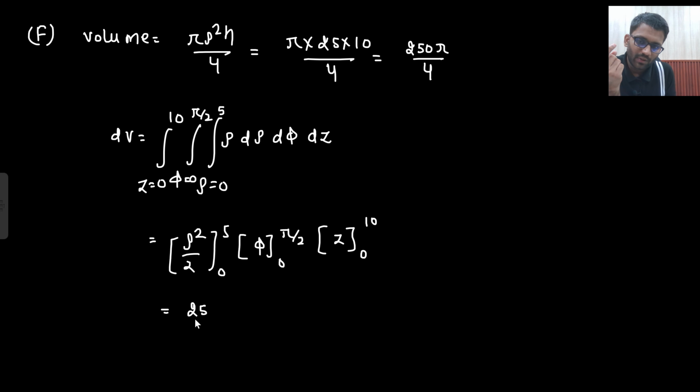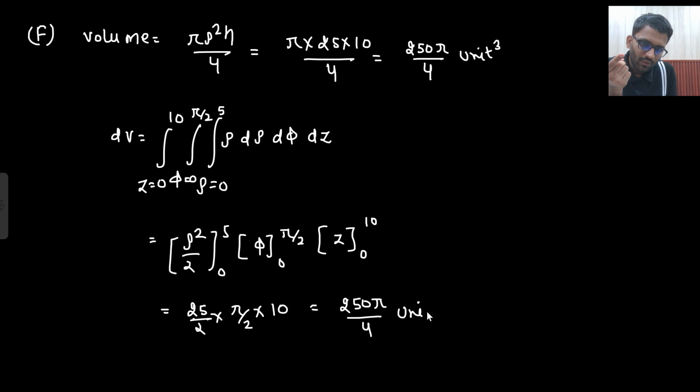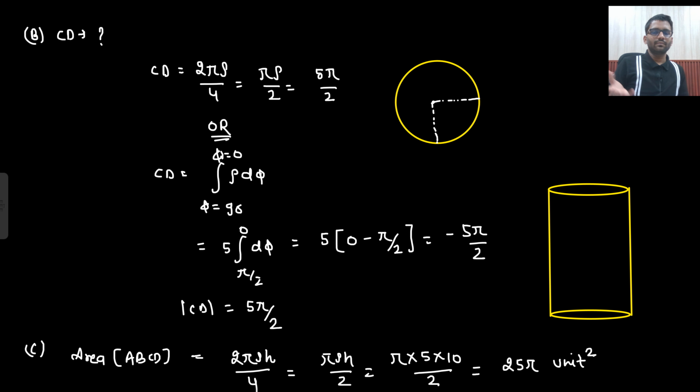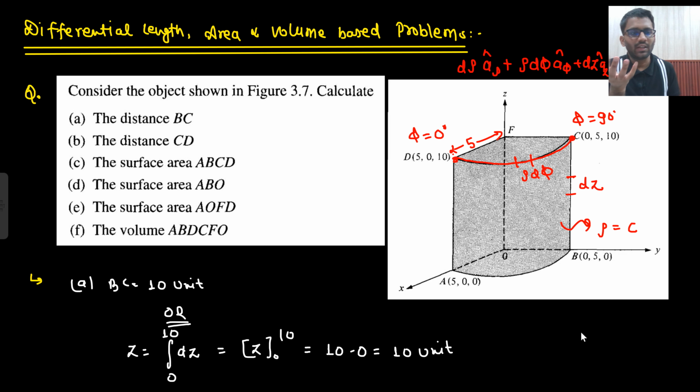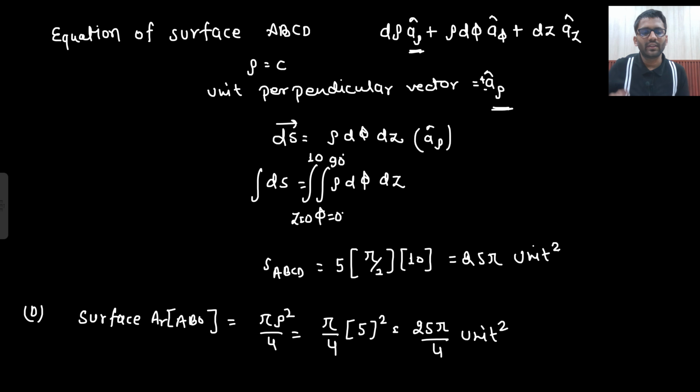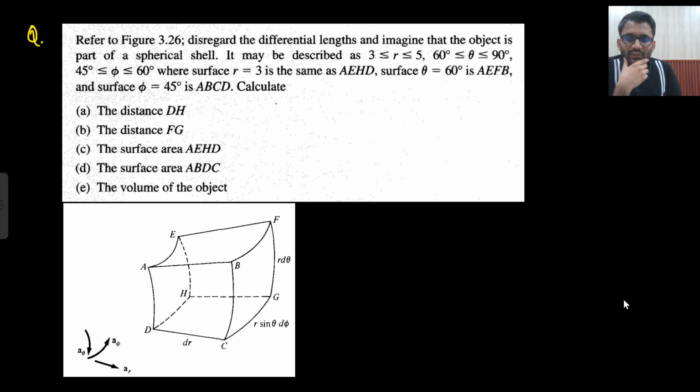So 25 by 2 into pi by 2 into 10. So what are you getting? Here it should be unit cube. So here also you are getting the same thing, 250 pi by 4 unit cube. That's it. This is the answer. Okay. So understood? Very easy question. Just you need to understand how to take the small length. Okay. So let's solve this question.